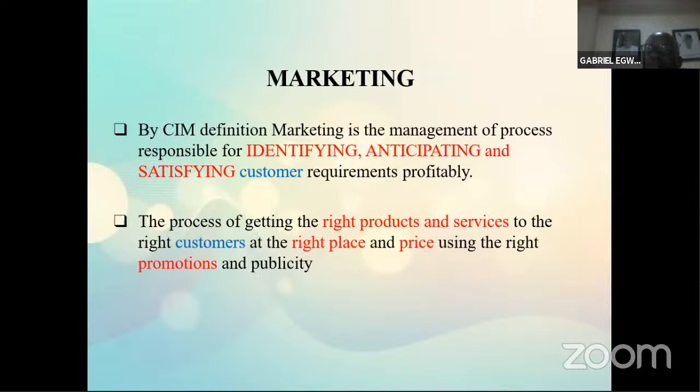The Chartered Institute of Marketing defines marketing as the management of a process responsible for identifying, anticipating, and satisfying customer requirements for profit. Whatever it is, you are out there to satisfy a need in a customer, but you must get profit out of it. Do you understand? Okay. So it is the process of getting the right products and services. If you are into manufacturing, this is product. If you are doing what I'm doing, it is service. You understand? Getting the right products and services to the right customer. There is always a right customer and a wrong customer. The right customer is the target that you know is in need of this product. You understand? How to get that product across to that right customer at the right place and at the right price using the right promotions and publicity. Are we together here?